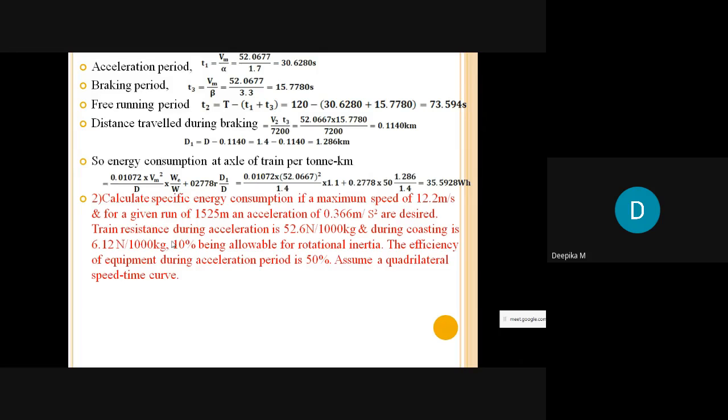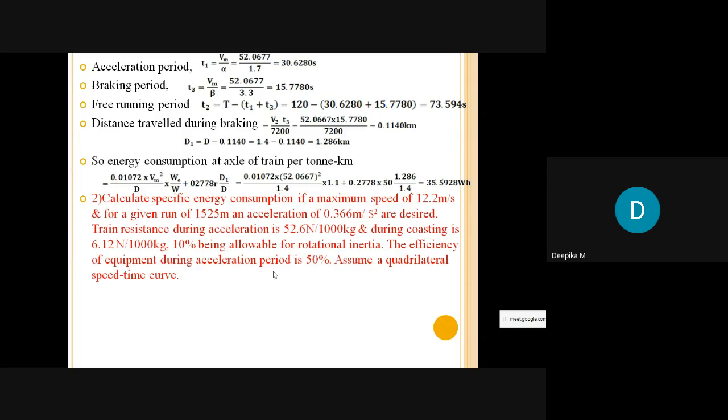So let us move on to the next problem. Calculate the specific energy consumption if a maximum speed of 12.2 meter per second and for a given run of 1525 meter, an acceleration of 0.366 meter per second square are desired, and the train resistance during acceleration is 52.6 Newton per 1000 kg, and during coasting it is 6.12 Newton per 1000 kg, 10% being allowable for rotational inertia, and the efficiency is 50%, and assume it is a quadrilateral curve. So again we have to calculate the specific energy consumption.